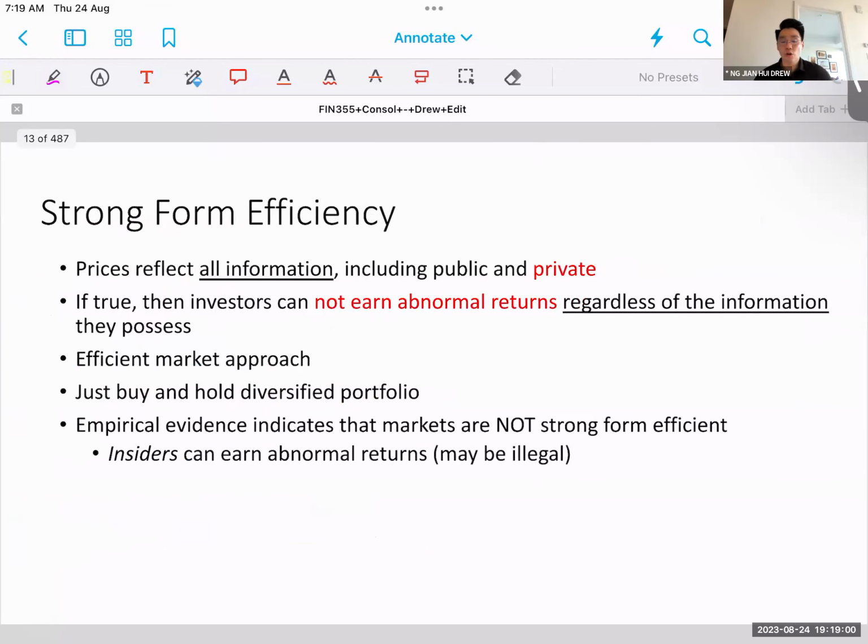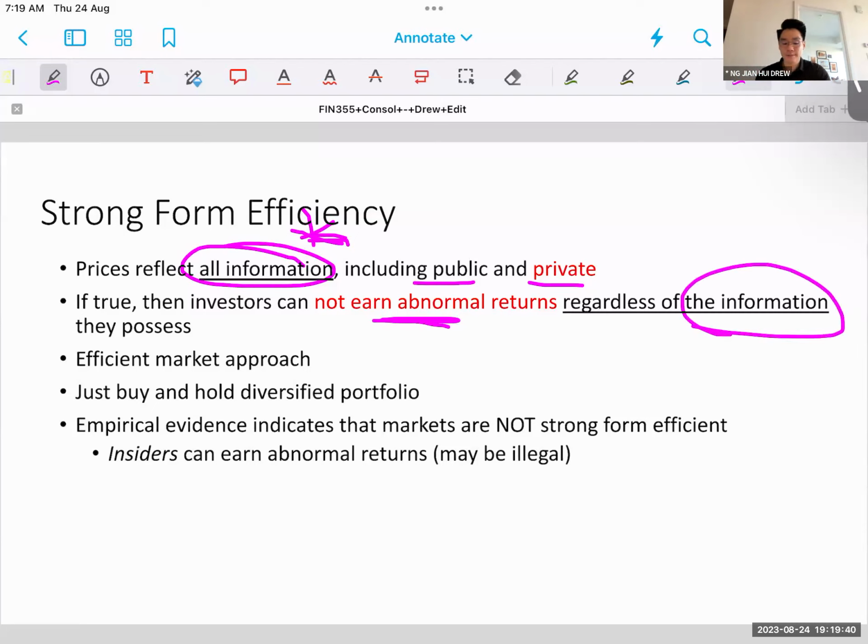So the idea of a strong form market is that the market reflects all information. This is important, right? All, including public and private. And we know that in reality, if you have private information, you can actually earn some profits from there. So we definitely know that the market is not strong form, but this is theoretical, right? In this theoretically efficient market where all information, public or private, is available, you cannot earn any kind of abnormal returns or excess returns, regardless of the type of information that you have.